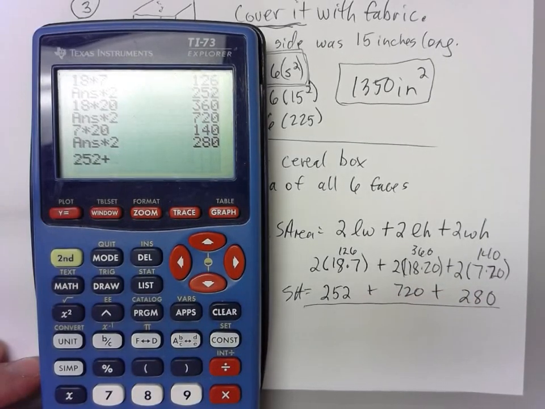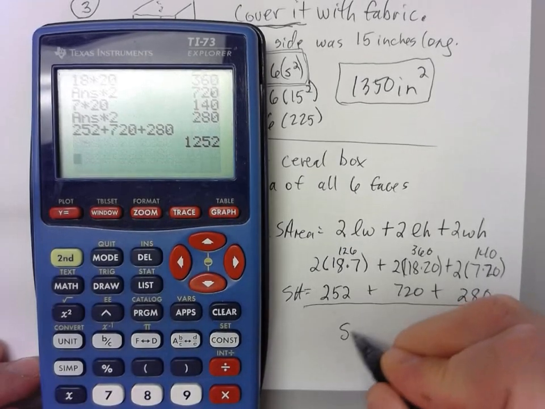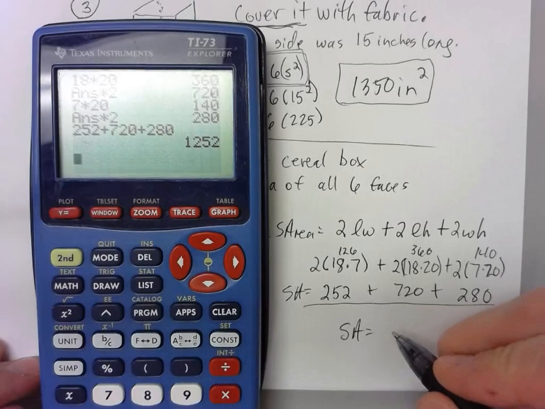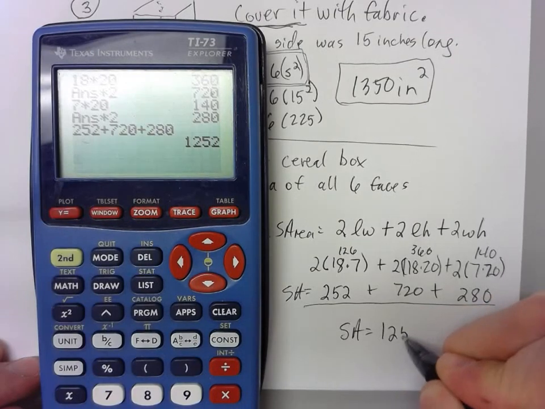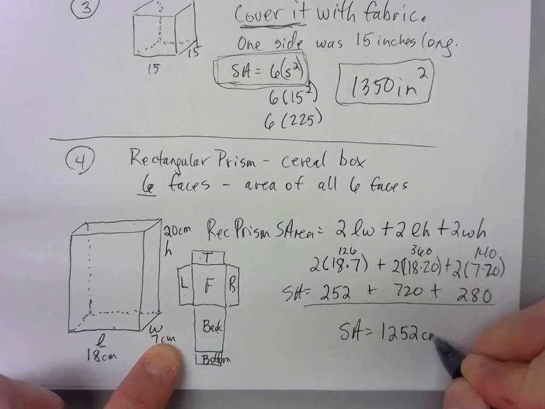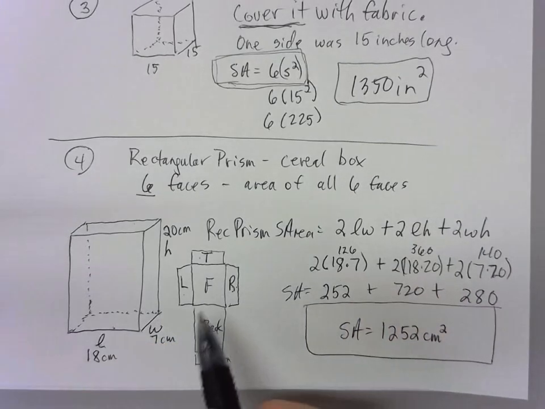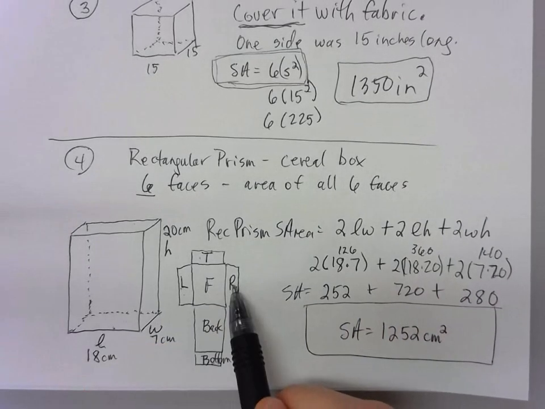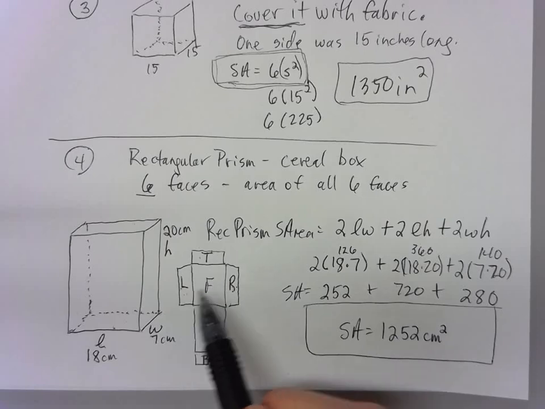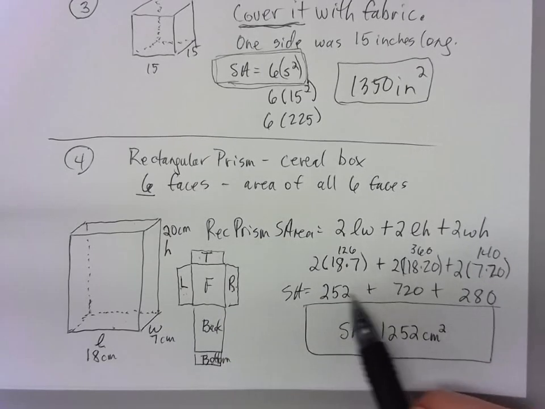Okay, so 252 plus 720 plus 280. That gives you a grand total of all 6 surfaces, or all 6 faces, 1,252, and that would of course go back to, what we say, centimeters squared. Okay? So, the left and the right are the same, the front and the back are the same, top and bottom, two length-heights, two width-heights. That's all 6 faces added together, 1252.